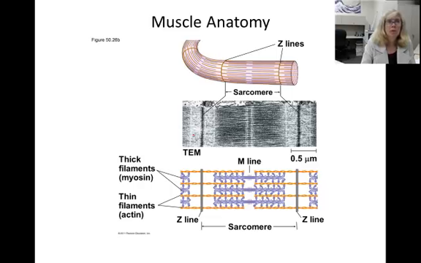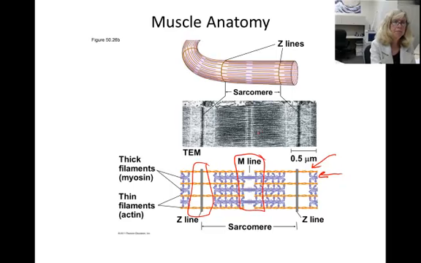This is a close-up of a single muscle cell. We've looked at actin and myosin in an earlier lecture, but here again are the strands of actin, the bundles of myosin. Be sure you know what a Z line is and an M line. A single unit of muscle contraction is called a sarcomere.